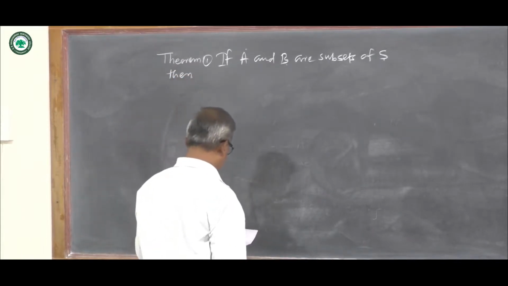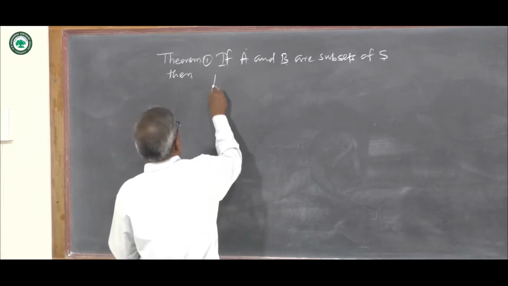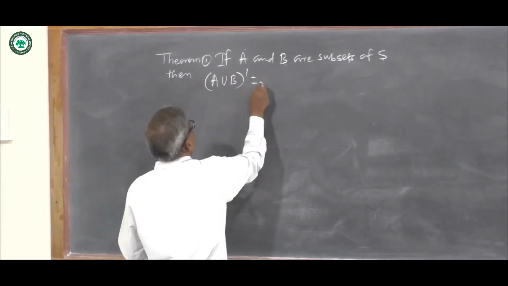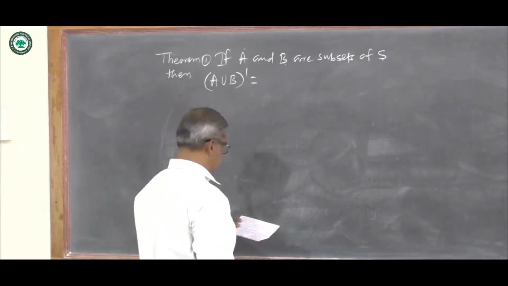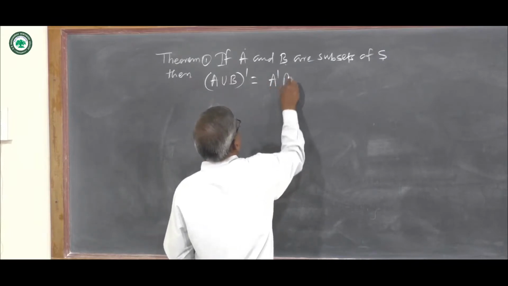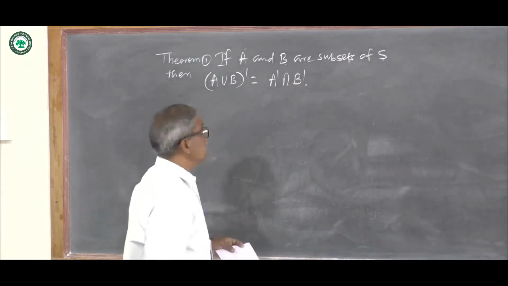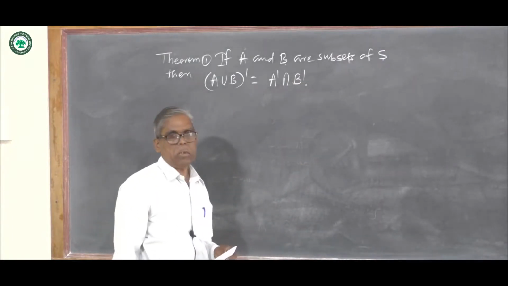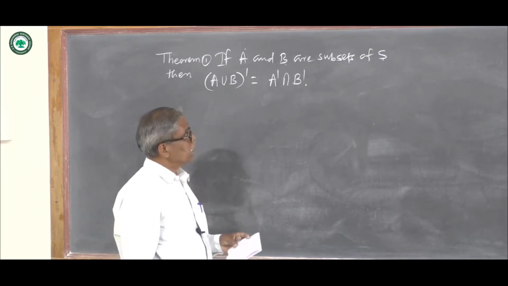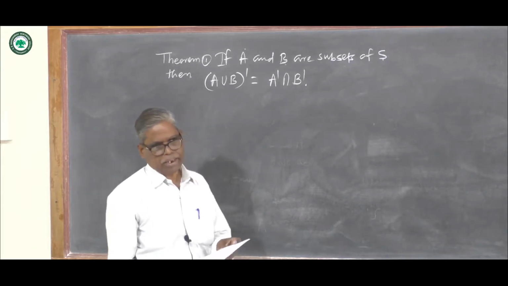prove that (A union B)', that is the complement of the union of A and B, is equal to A complement intersection B complement. (A union B)' is equal to A' intersection B'.